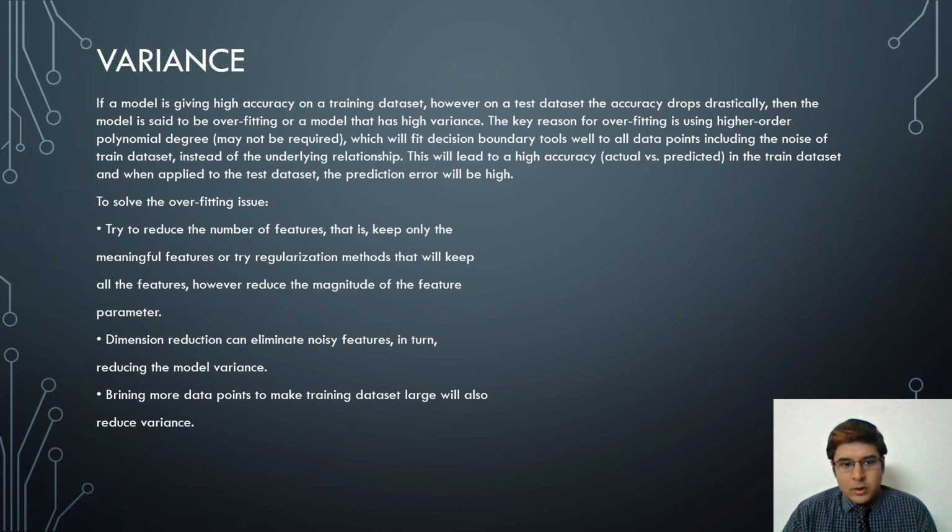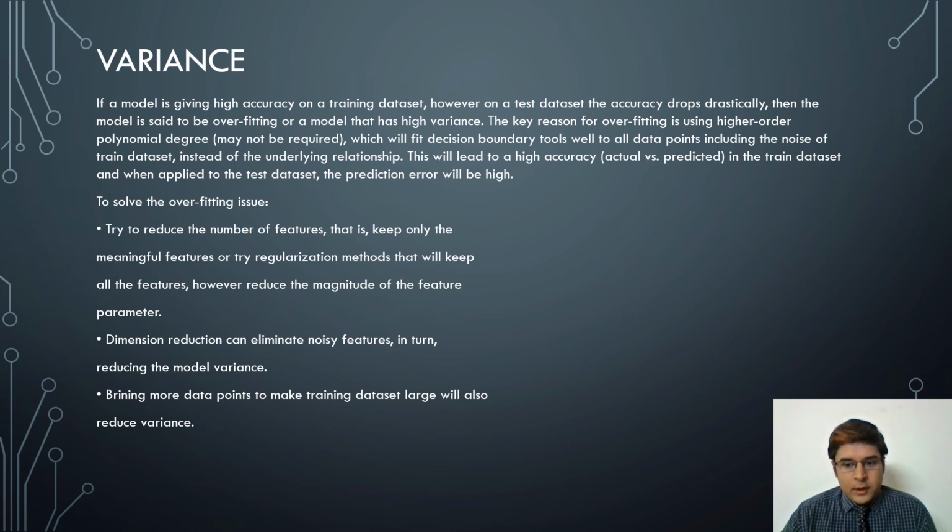So if you are using a higher order polynomial degree in your model, it will fit well to all the points including the noise of the training dataset. This will result in a graph of the model covering all the points of the training dataset, but when you give it a new input in the form of test data, the model will give a very high prediction error.